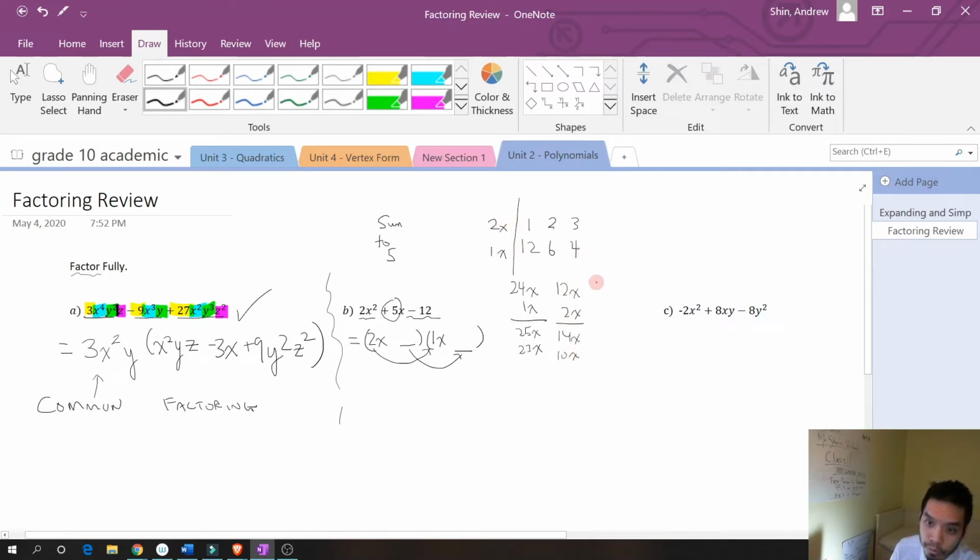Let's do the last one. 2 times 4 will give me 8x, and 1x times 3 will give me 3x. If I add them together, it gives me 11x. If I subtract them, it gives me 5x. And we have found what we wanted, a sum to 5.